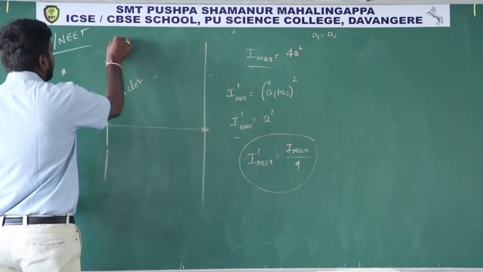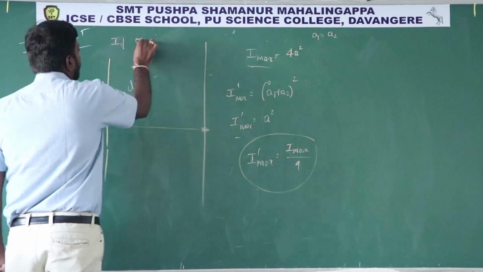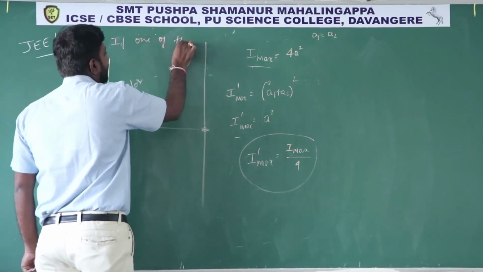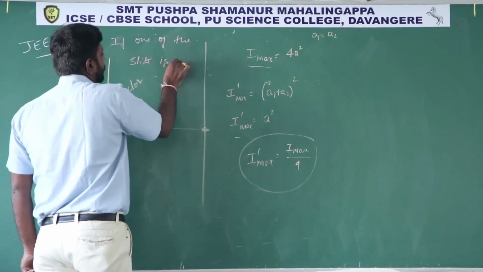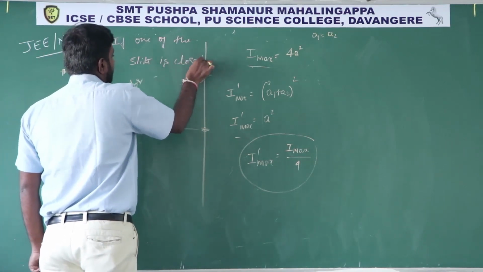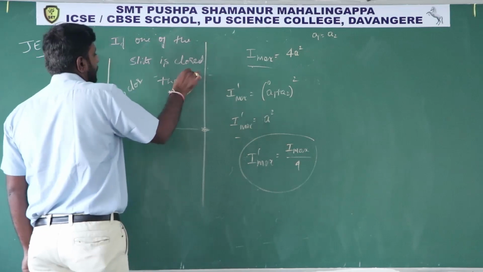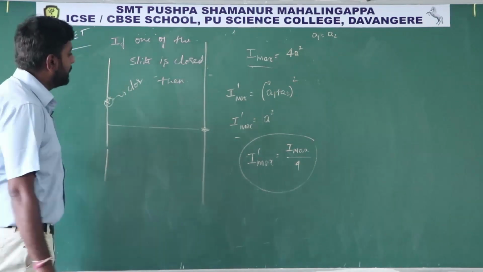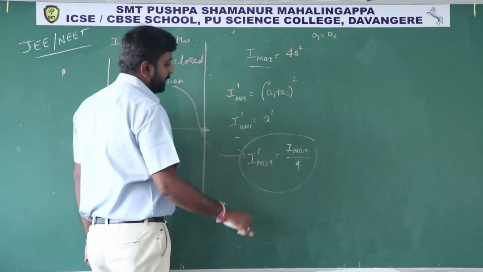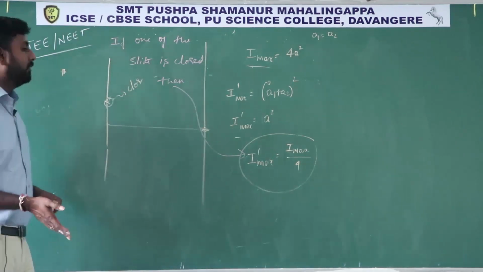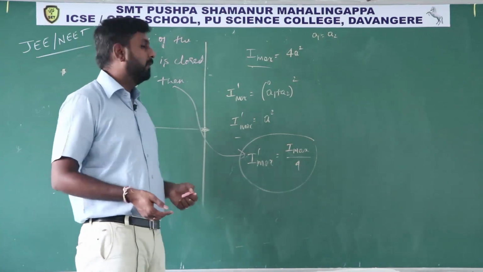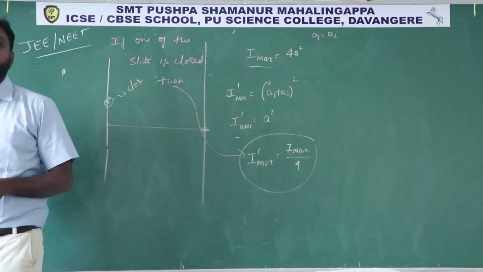So here note down, if one of the slits is closed, then the intensity maximum value becomes I max by 4, one-fourth of its initial value.